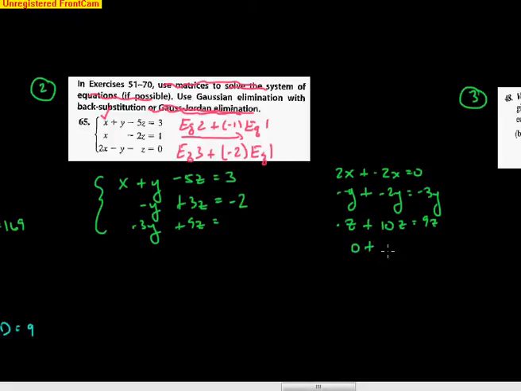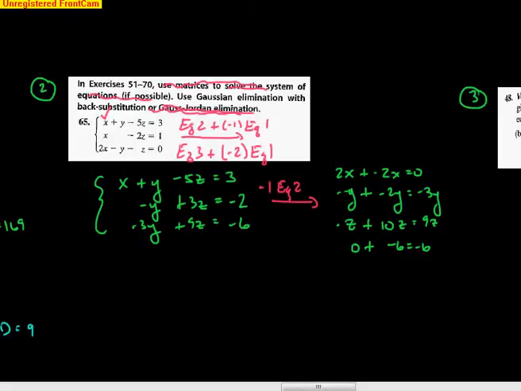0 plus negative 6, that's negative 6. There. Okay? And now from here you have two choices. You can get this to say 1y, or you could work to cancel out this negative 3y in the bottom. Let's make this say 1y, okay? So let's multiply the second equation by negative 1.